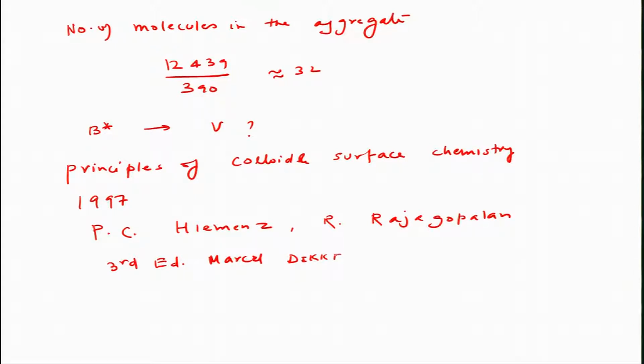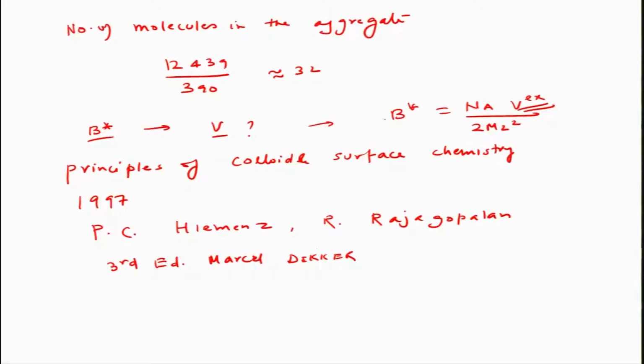So, in this book, B is related to the excluded volume through this relation. Okay, this is the excluded volume, and from there, using the spherical nature of the aggregate, we can obtain the volume. So, you need to know how to make use of this excluded volume concept, but I would like you to look into this if you are interested. Okay. All right.